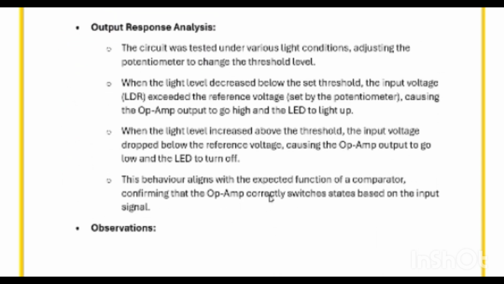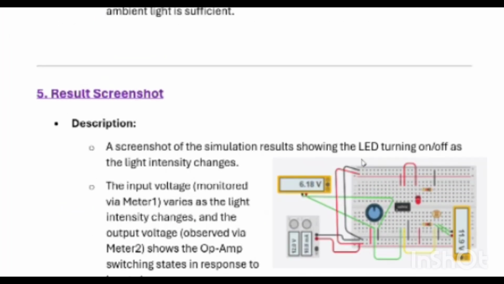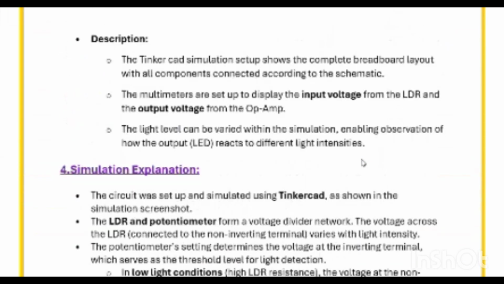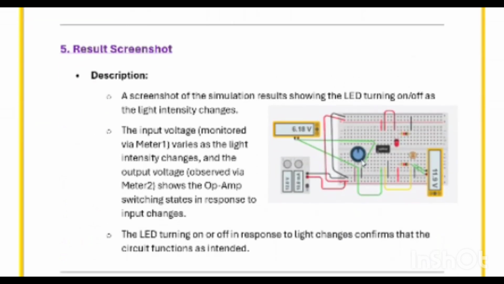So at the end, we can draw a conclusion. The circuit successfully demonstrates a light activated switch using an op-amp comparator, highlighting its responsiveness to the light levels and how it functions as a level detector.